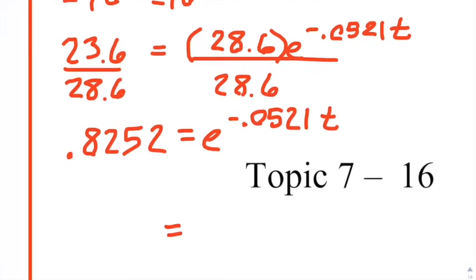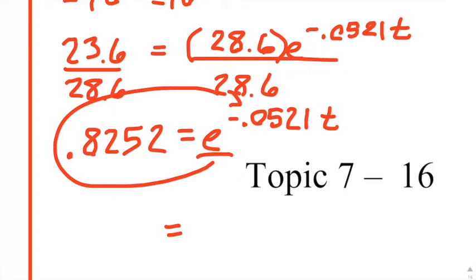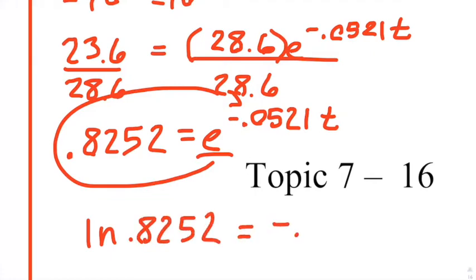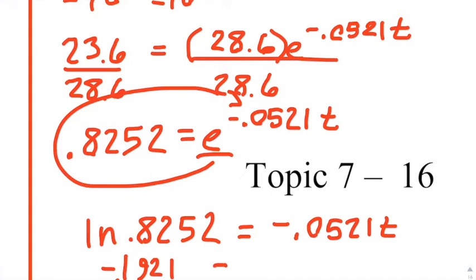Then after that, we're going to switch forms. We're going to go log of e, or log base e, of that decimal equals all this stuff here. So it's actually the natural log of 0.8252, which equals negative 0.0521 t. Whatever the natural log of 0.8252 is, that's going to get us negative 0.1921.